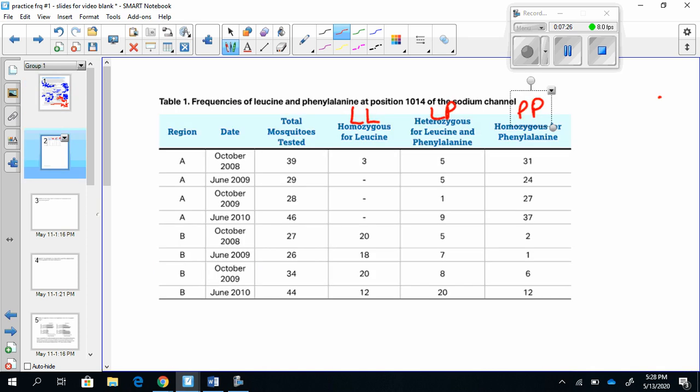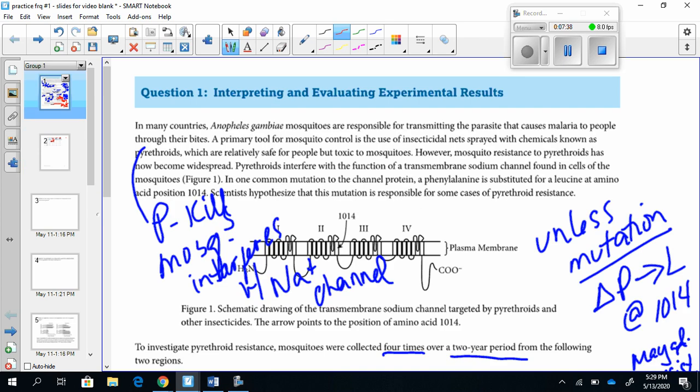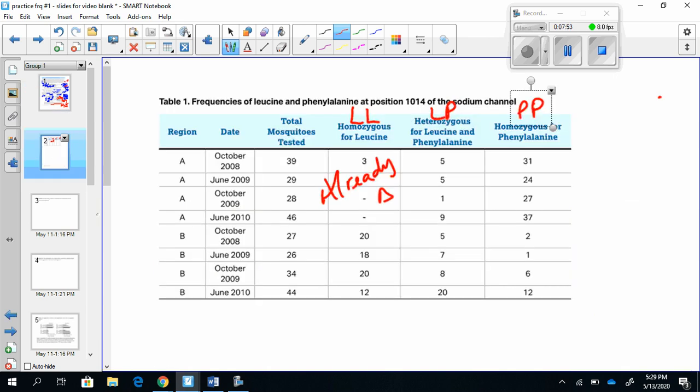Oh yeah, look at this. So these already changed. Oh, it must be from L to P. Did I do that? All right, so phenolphthalein is substituted in one common mutation. It's substituted for a leucine. Okay, I wrote this backwards. It used to be leucine and it's now phenolphthalein. All right, that makes sense. Okay, so these already changed. So these are already resistant.